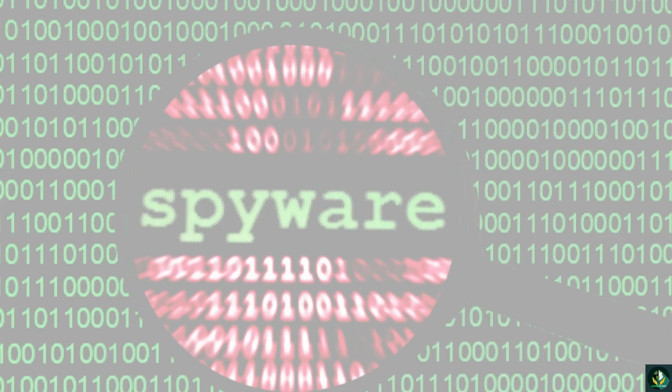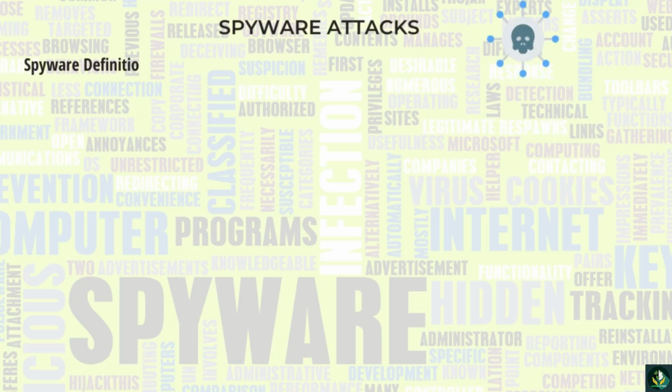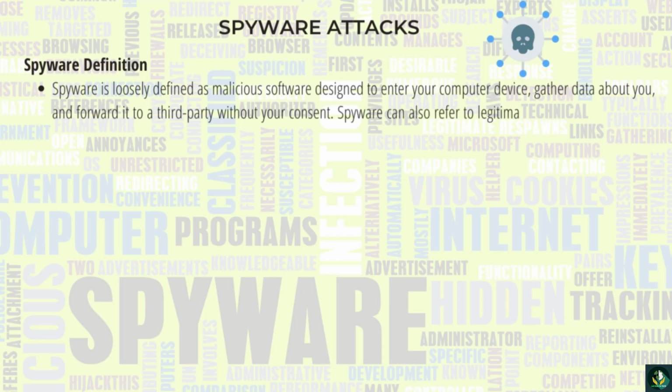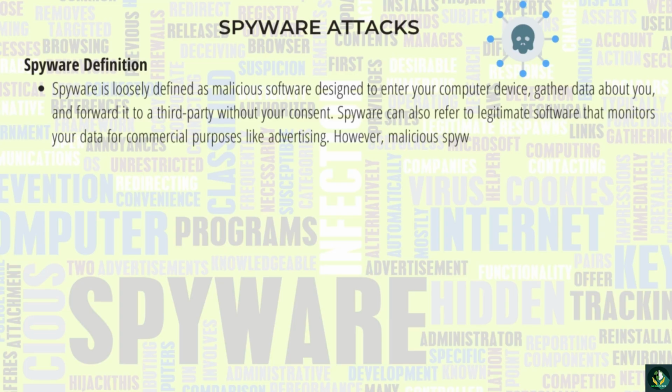Spyware attacks. Spyware definition. Spyware is loosely defined as malicious software designed to enter your computer device, gather data about you, and forward it to a third party without your consent. Spyware can also refer to legitimate software that monitors your data for commercial purposes like advertising. However, malicious spyware is explicitly used to profit from stolen data.